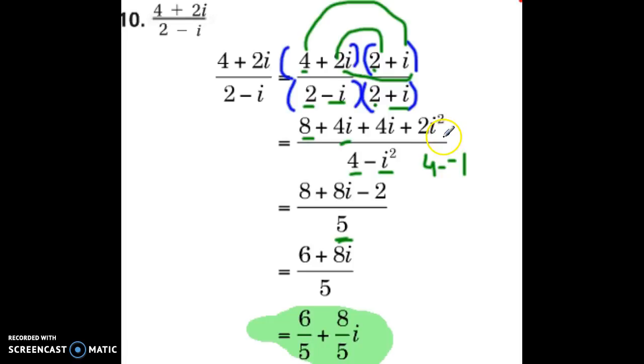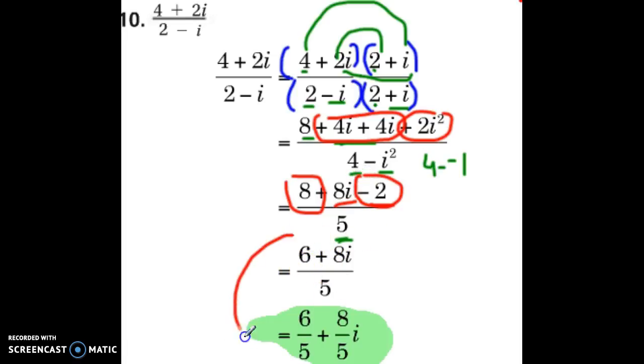i squared is -1. So I'm going to combine my like terms. So plus 4i plus 4i, that's how I got 8i. i squared is -1, so instead of +2, I have -2. So I'm going to go 8 minus 2 is 6. So these two answers are equivalent.